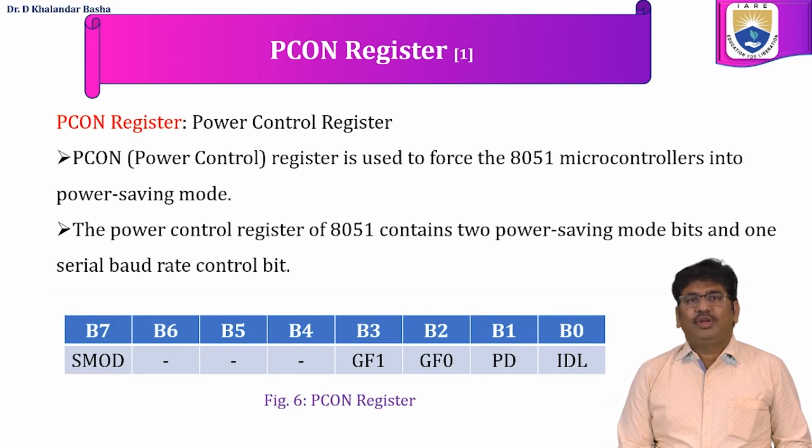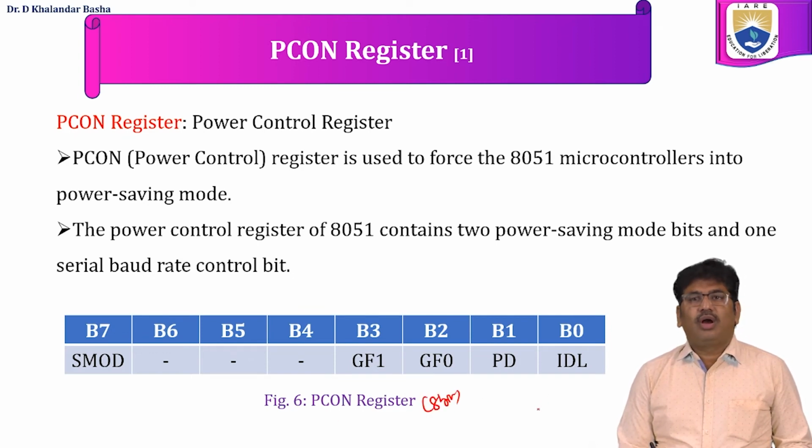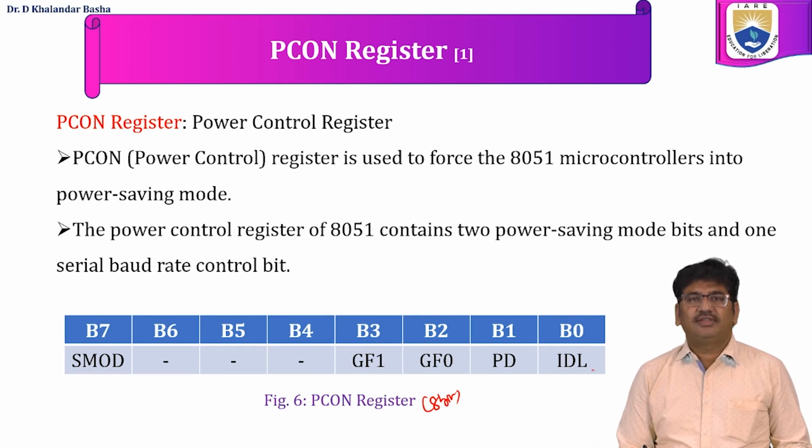The next SFR is the PCON register, which is the power control register. The PCON register is used to force the 8051 microcontroller into power save mode. The power control register of 8051 contains 2 power saving mode bits and 1 serial baud rate control bit, that is the SMOD bit. The PCON register is an 8-bit register, out of which bit 4, bit 5, bit 6 are not having any significance.